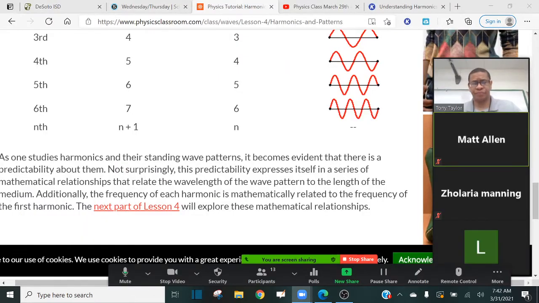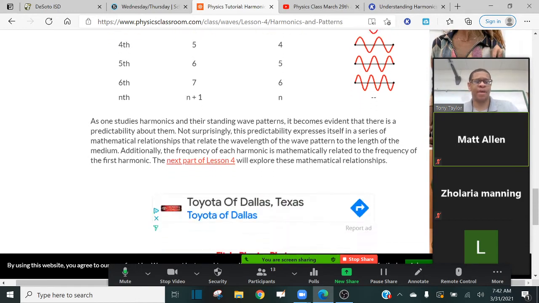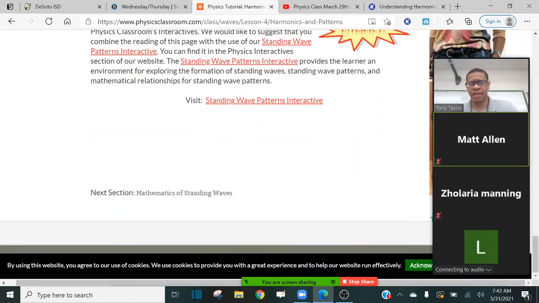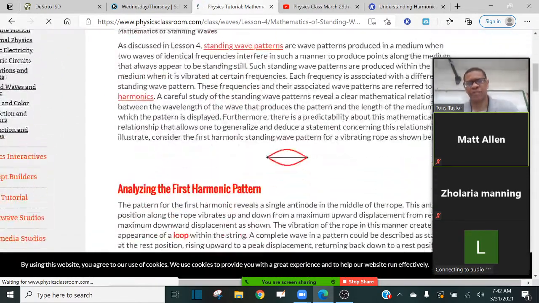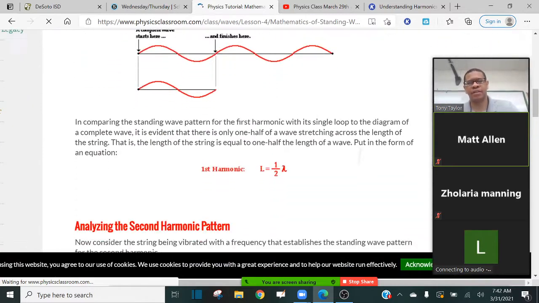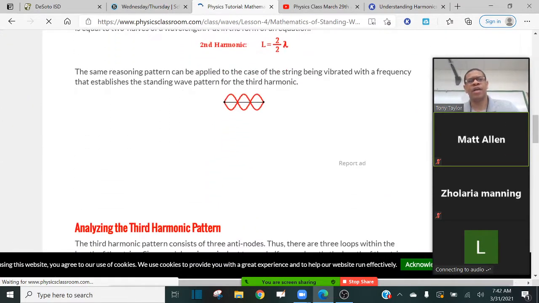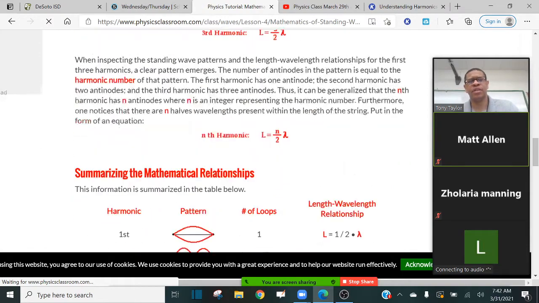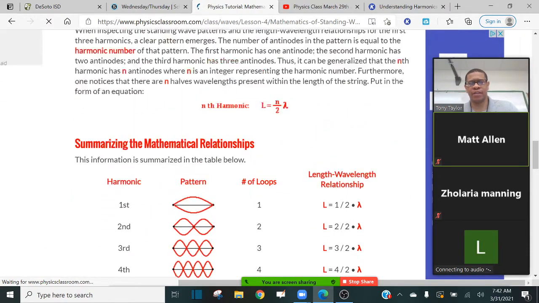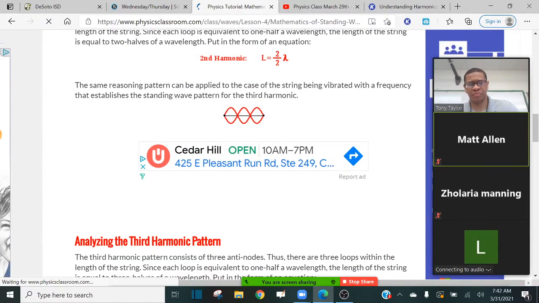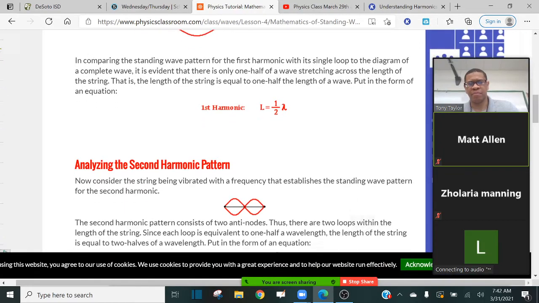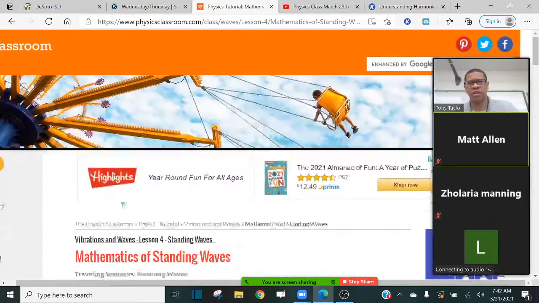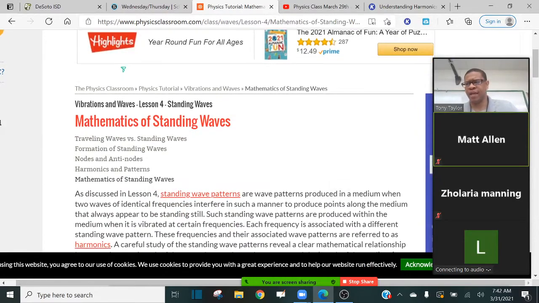Now, the last thing that I want to talk about today, and this is the only new thing that I'm going to talk about today, is the mathematics of standing waves. The mathematics of standing waves. So, guys, it turns out that each harmonic is represented by half a wavelength. Let me give you an example of what I mean by that. Imagine a standing wave that's vibrating at the first harmonic.